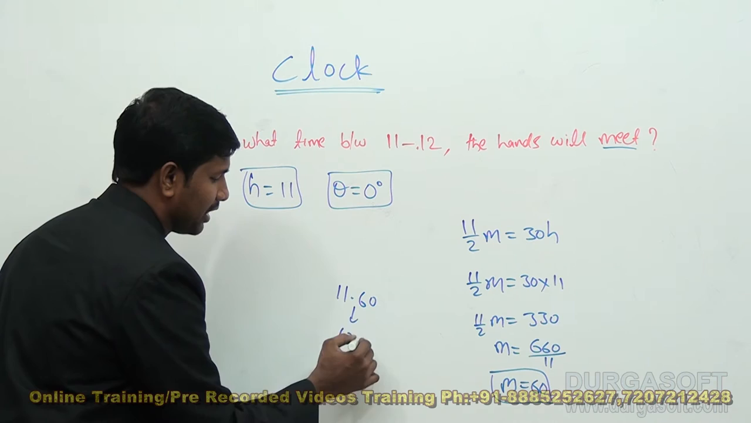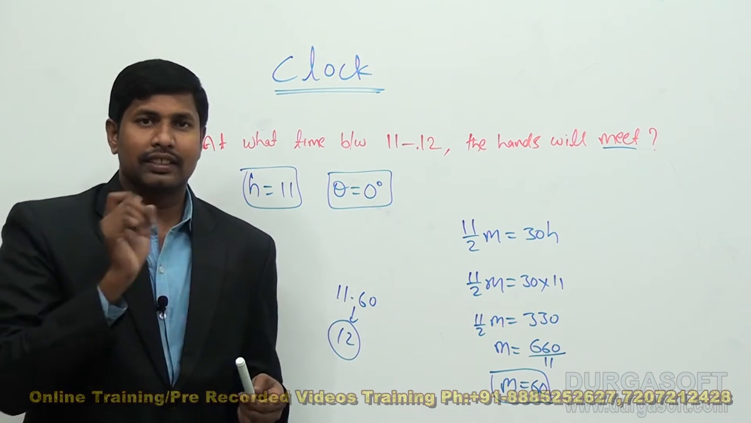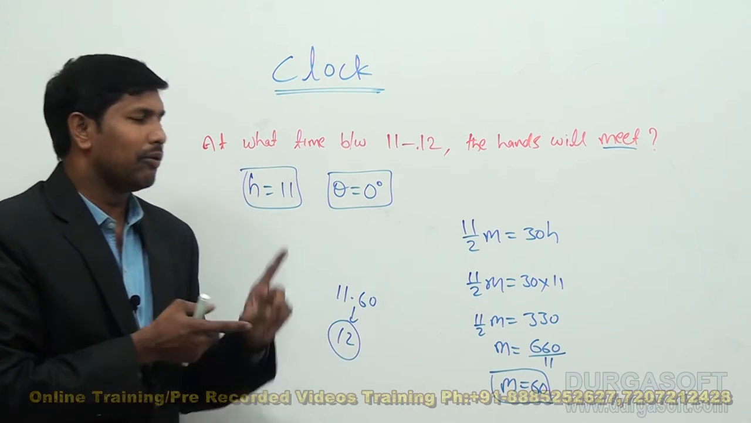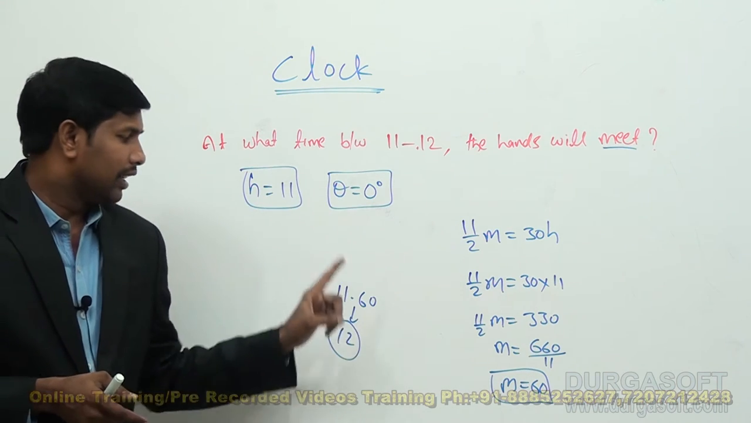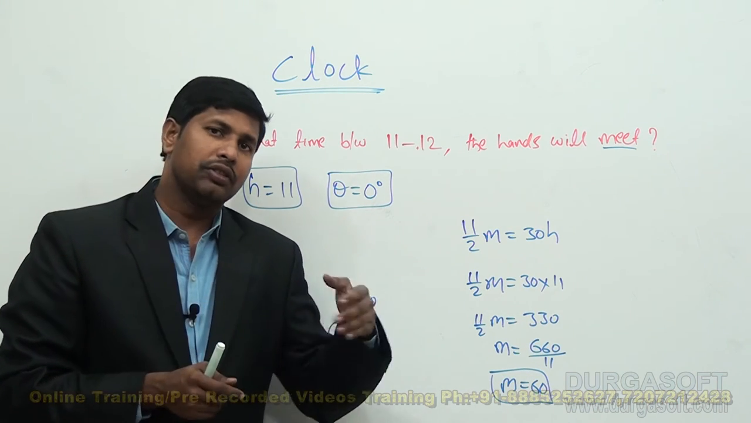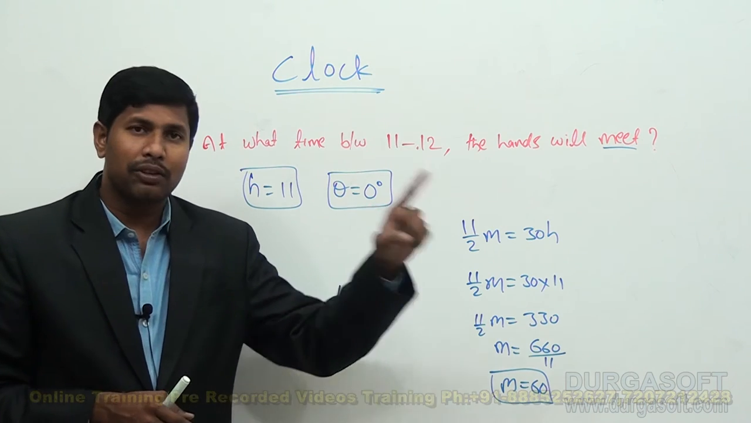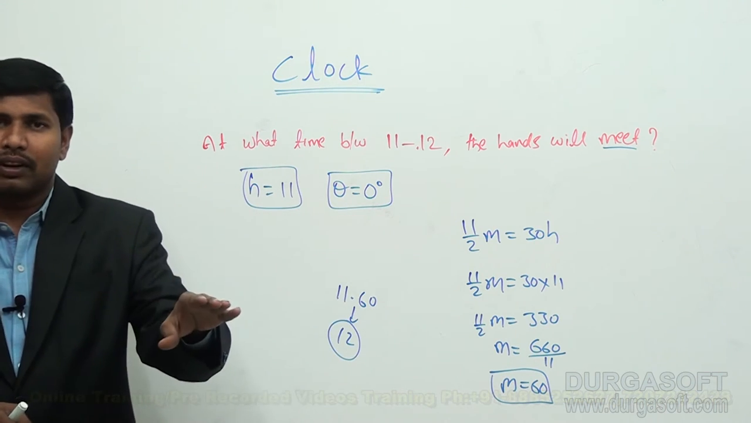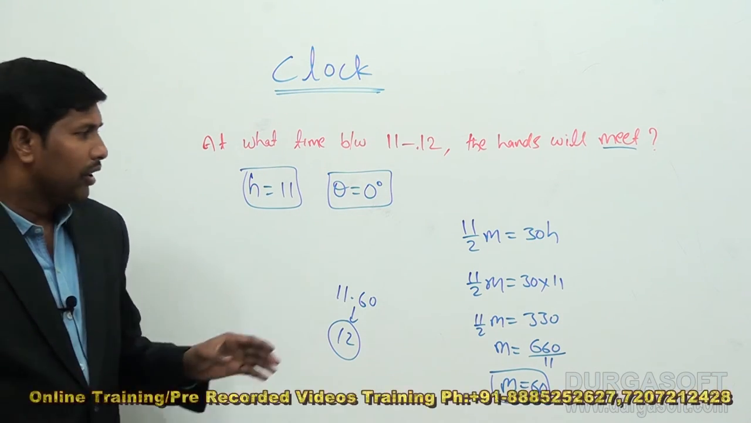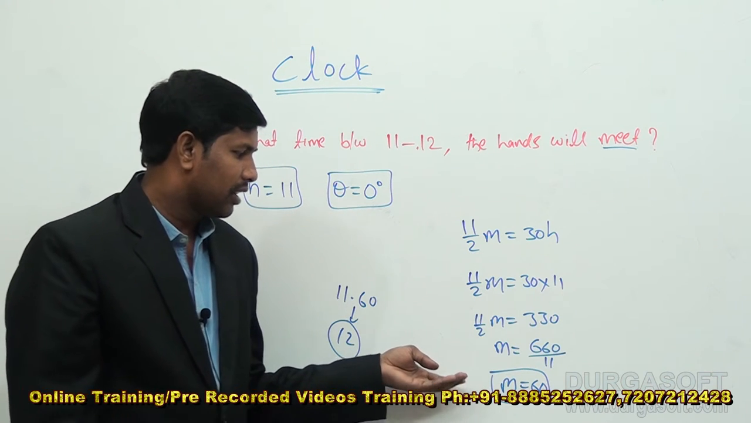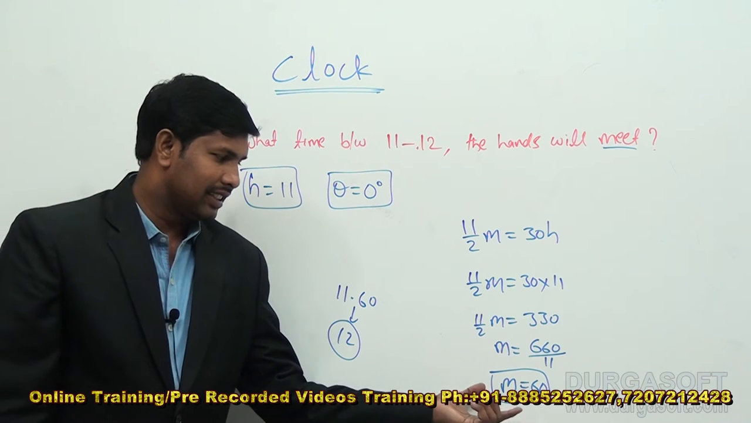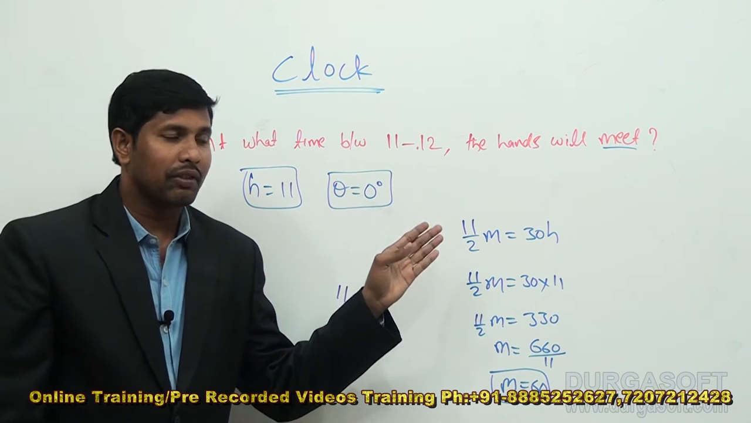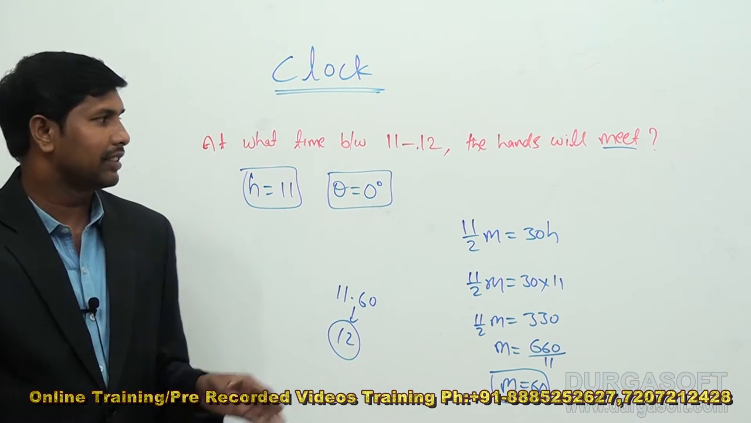What do we mean by 11:60? It is exactly 12 o'clock. That's what we discussed at the starting. The hands of the clock will meet only once between 11 to 1, that is at 12 o'clock. If you want, find the time between 12 to 1; even there you will not get any value. It will be after 1 or exactly at 12. So the required value is 60, which shows the time is 12. There is no time between 11 to 12 when we can expect a 0 degrees angle.